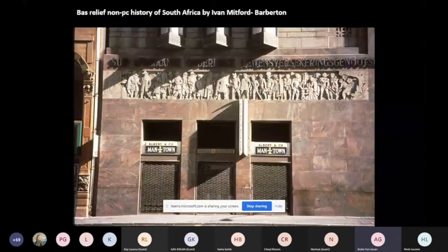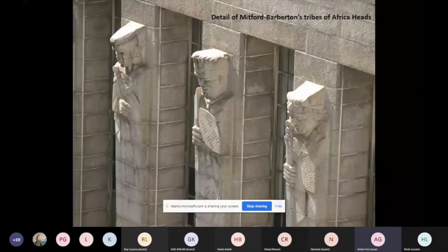These decorative elements, both the elephants and the baboons on the front facade, these bas-reliefs, which are very much a non-PC history, are by Ivan Mitford Barberton. On the side elevation there are his nine tribes of Africa. So instead of drawing on another tradition, again, you'd seen it in America, where high-rise buildings also draw on American Indian design elements. So here you see the bas-relief.